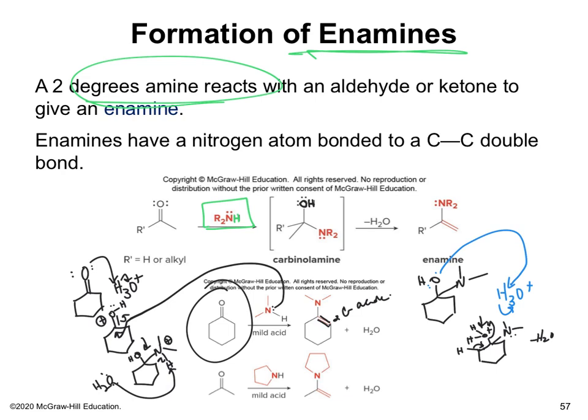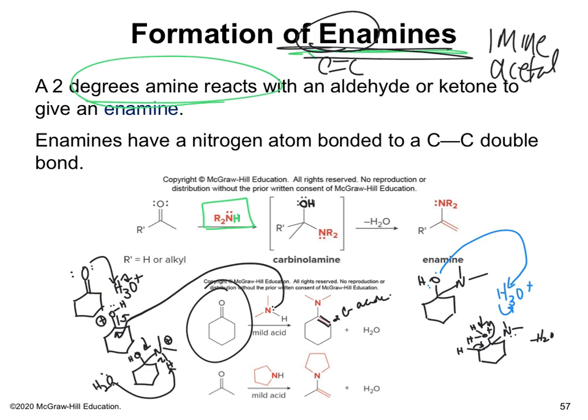So I won't ask you to do this mechanism for the enamines. You need to know it for the imines and the acetals. But an enamine means that there's a carbon-carbon double bond, and then there's an amine. So this is an amine, and this is a carbon-carbon double bond, so this is an N. Together, that functional group is an enamine.